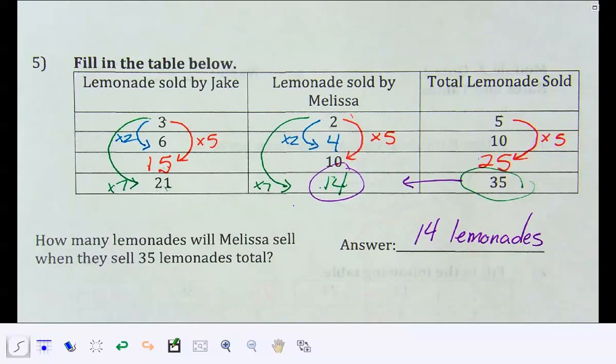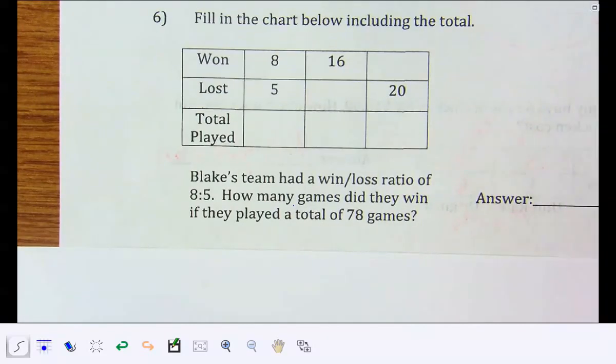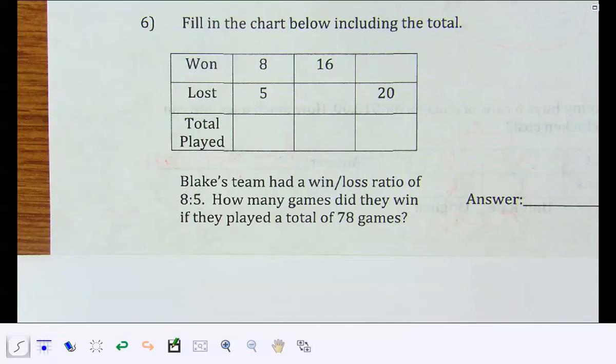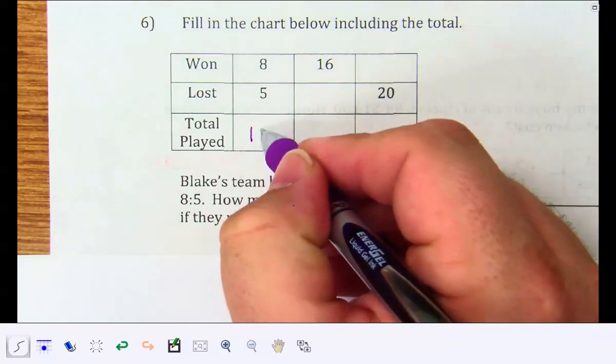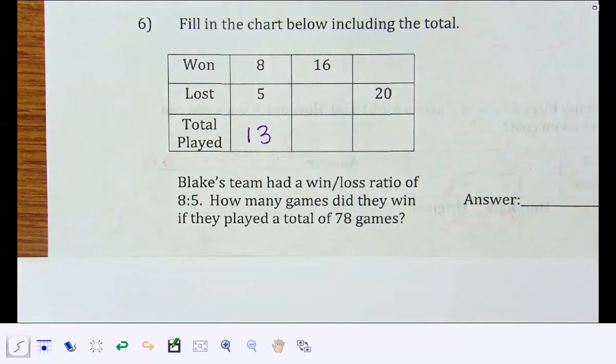Okay, number 6. Fill in the chart below, including the total. Okay, so again, 8 plus 5, 13. And then what do I do to solve the rest of it?